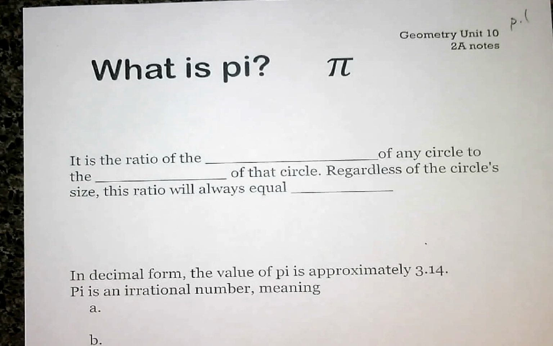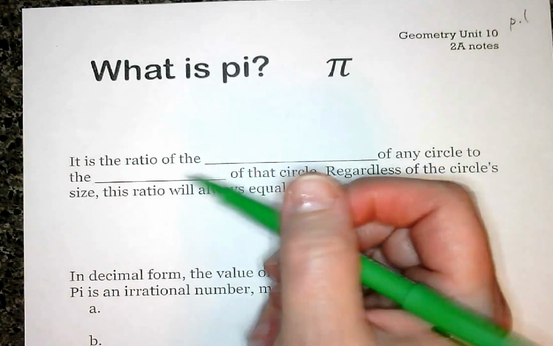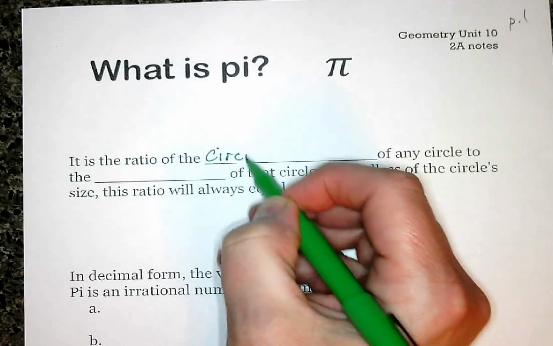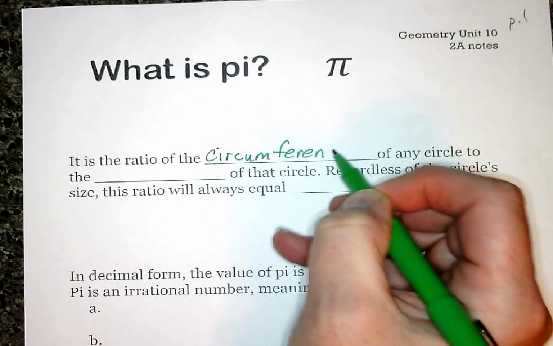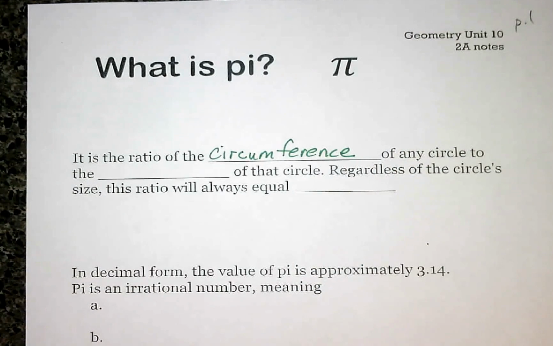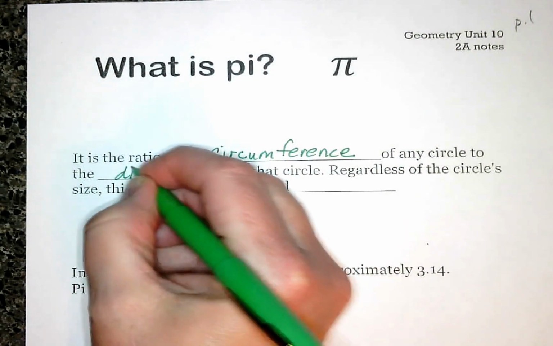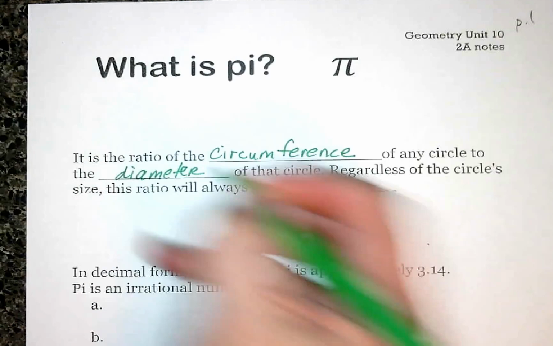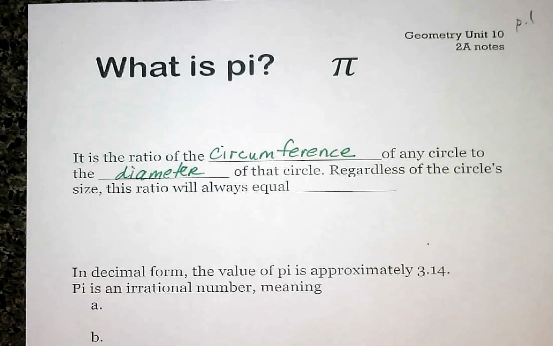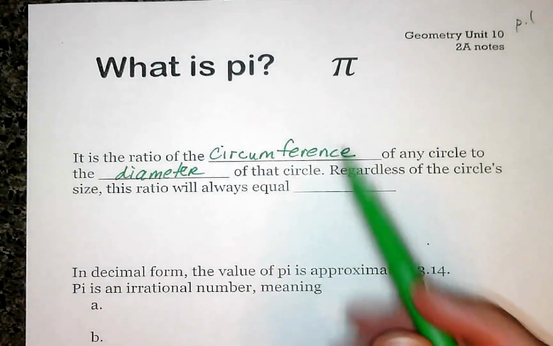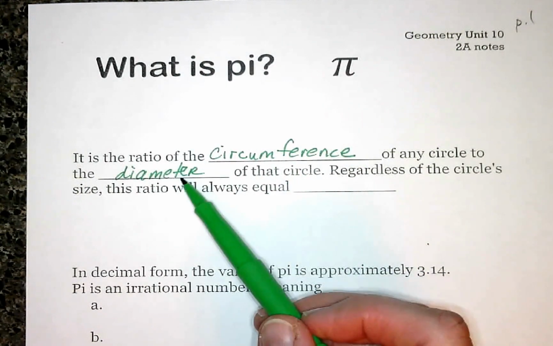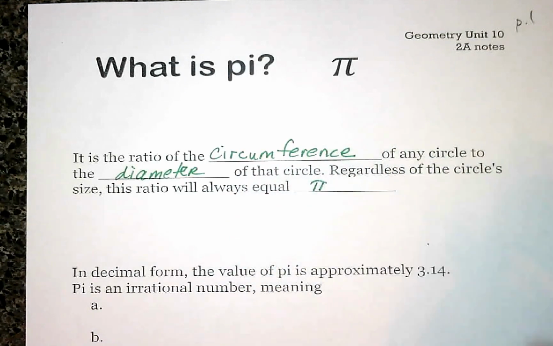All right, so pi is a Greek symbol that represents the ratio. If you remember, a ratio is like a fraction, comparing two things. And it is comparing, in this case, the ratio of the circumference of any circle to the diameter of that circle. So regardless of the circle's size, doesn't matter if it's a little circle or a big circle, the ratio from circumference to the diameter is always going to equal pi.